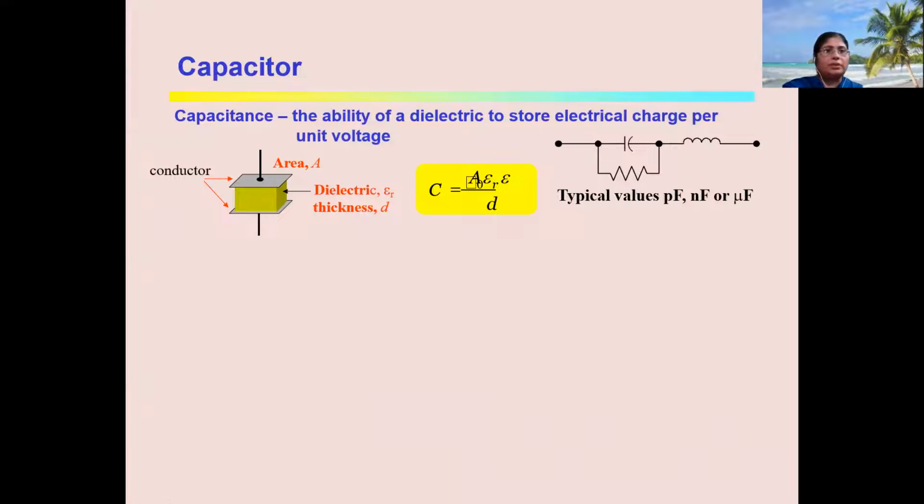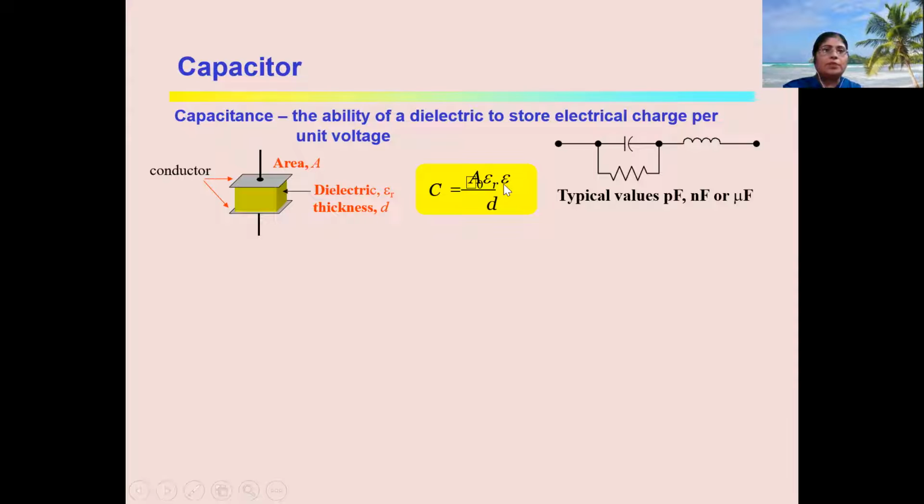Now, if I'm talking about the capacitance, it is the ability of a dielectric to store electrical charge per unit voltage. You can see in this diagram a parallel plate capacitor. There are two conducting plates with a dielectric in between. The plate has some area A and the distance between the two plates is denoted by D. So the formula for the parallel plate capacitor is C equals epsilon A upon D.